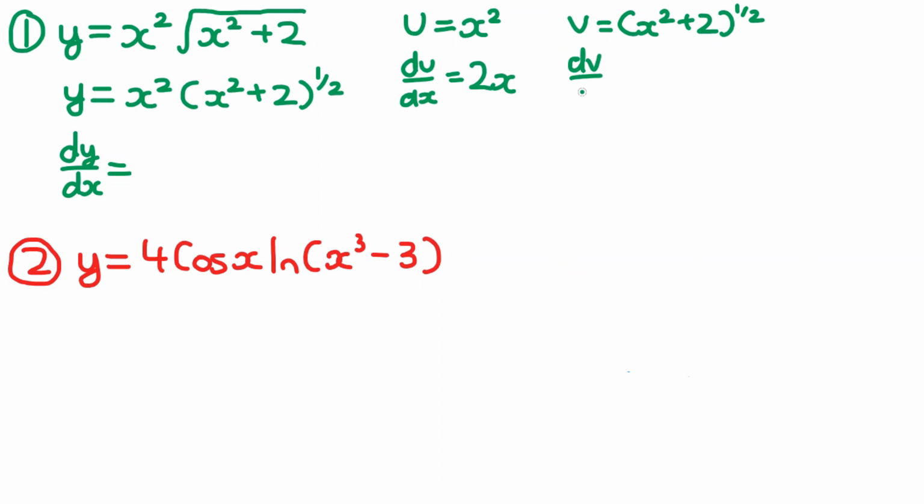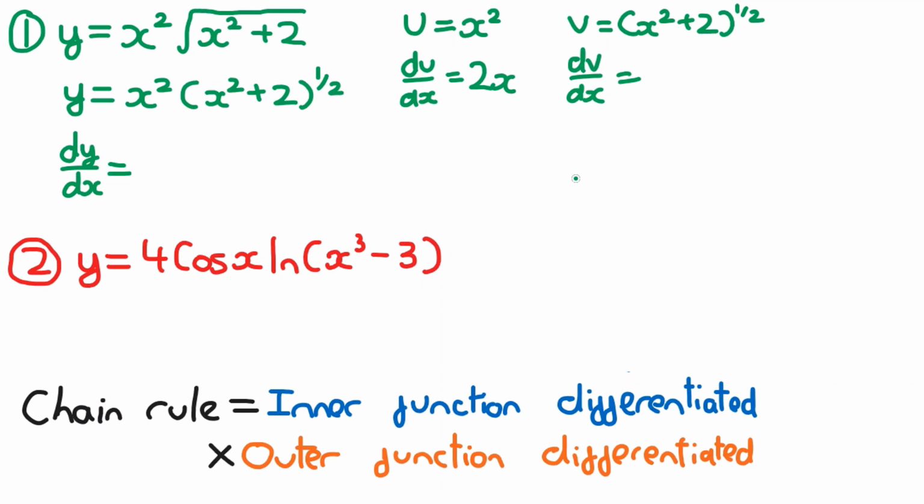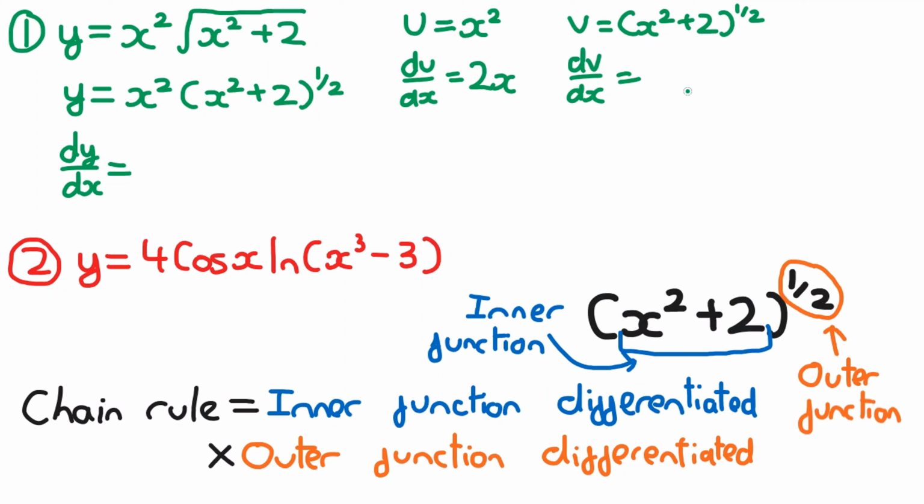So to differentiate this to get dv over dx, we need to use the chain rule. I'd recommend going back to the chain rule video if you need a reminder of how it works and when we use it, but we use it when we have a function inside another function, and in this case we have this. The chain rule has a quick way and a long way, and I'm going to go through the quick way. The quick way is that the chain rule is equal to the inner function differentiated multiplied by the outer function differentiated. If we look at (x squared plus 2) to the power of a half, the inner function is x squared plus 2, and the outer function is the power of half.